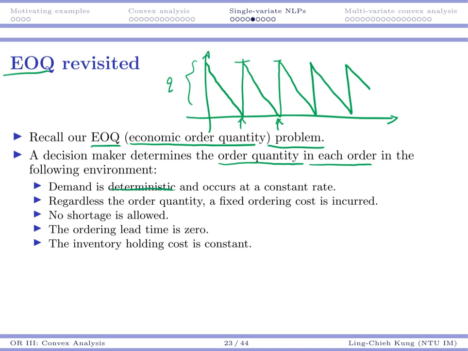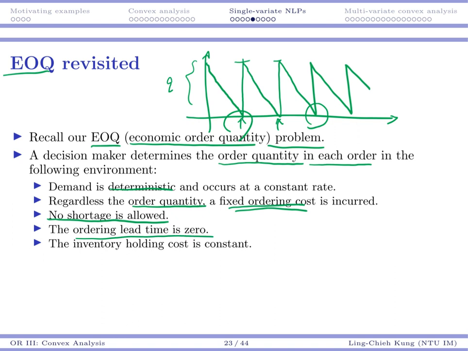And then, regardless of the order quantity, there is a fixed ordering cost. So every time you place an order, you are going to pay $5, for example, and it doesn't matter whether you order 10 units or 20 units. We don't allow shortage, so whenever you hit 0, you should get replenished. And then the ordering lead time is 0.